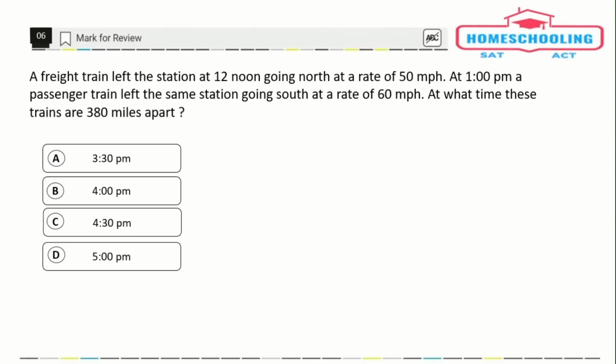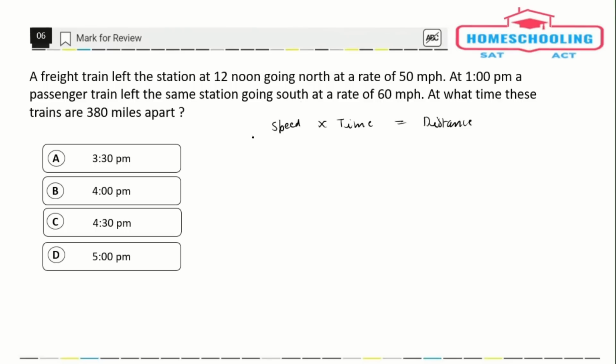Now let's move on to the next question. So we're going to do the same step here. Speed, and this is time, is equal to distance.